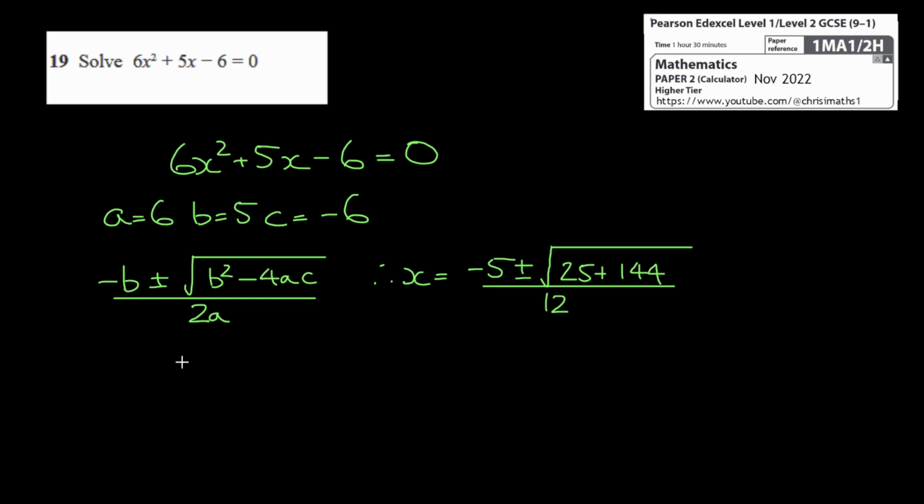At this point, I will pop that into a calculator and get the two results, that x must be equal to negative 3 over 2, or x is equal to 2 over 3. And those are your two answers.